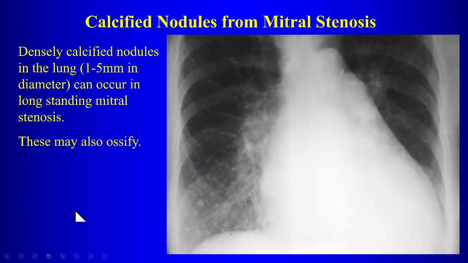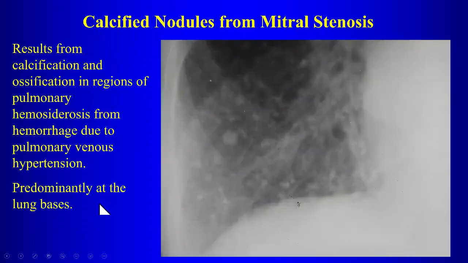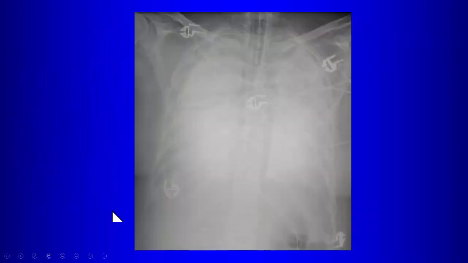Patients are usually treated well before you would see this, so this is not something you would see in real life, although it may show up on an examination, right? So those are calcified nodules, or really ossified nodules from mitral stenosis. What's abnormal here? Normal or abnormal?